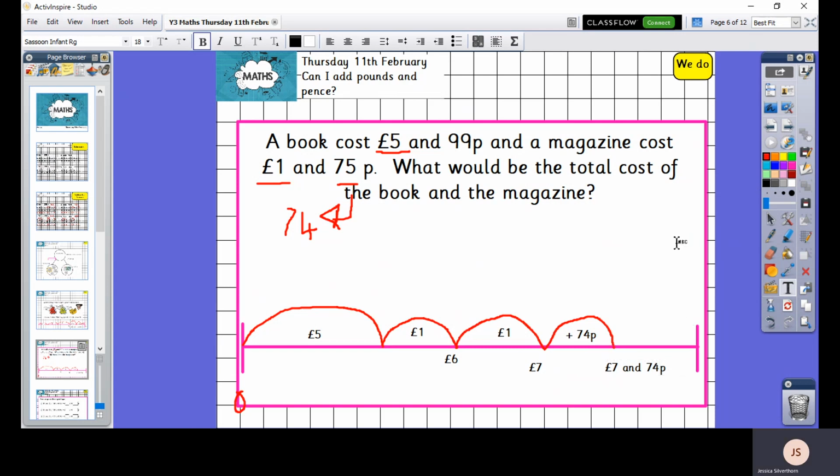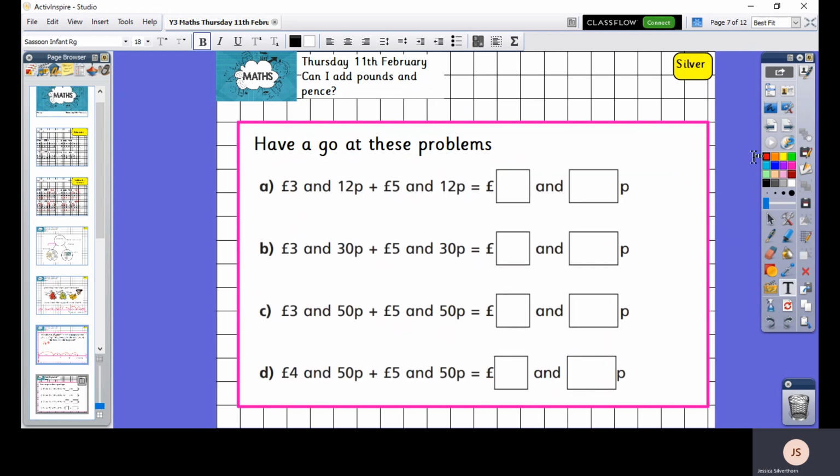How did you get on? I wonder if you did it the same way or if you did it a slightly different way. Okay, so for today, I'd like you to have a go at these problems with your silver task. So have a little look at these calculations and adding up the money and see if you can find the answers. Pause the video here and give it a go.